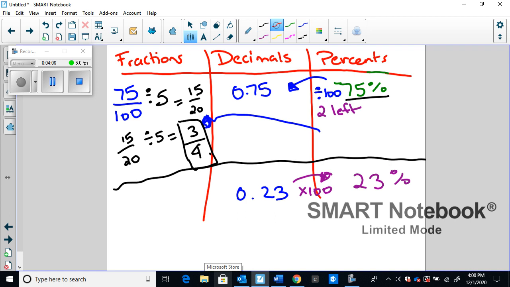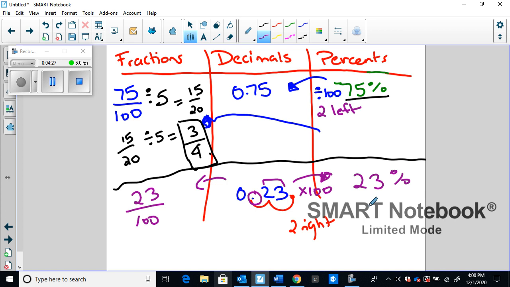Or I'm going to do the opposite. Instead of going 2 to the left, I'm going to go 2 decimals to the right. 1, 2. That would give me 23. So that works as well. And then to go to a fraction, I'm going to write whatever this number is after the decimal. It's going to be 23 over 100.